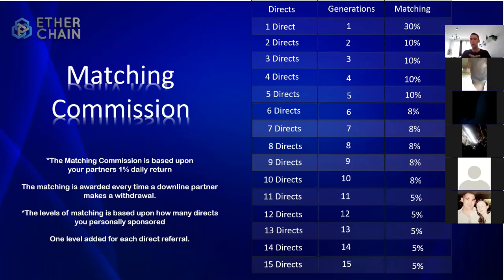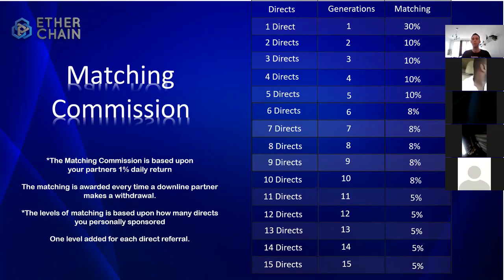Now, the matching is as following. On all your direct partners, you'll receive a 30% match when they make a withdrawal. That is huge. And on all partners on your second level, you'll receive a 10% match. On all partners on third, fourth, and fifth level, you'll still receive a 10% match whenever they make a withdrawal. On all partners on level 6 to 10, you will have an 8% match, and all partners on level 11 to 15, you will have a 5% match. Now, as we said, keep in mind, you need 1 level and 1 direct added for each level. So 15 directs will give you 15 levels. You can, of course, have 50 directs if you want, but the 15 levels is the maximum.